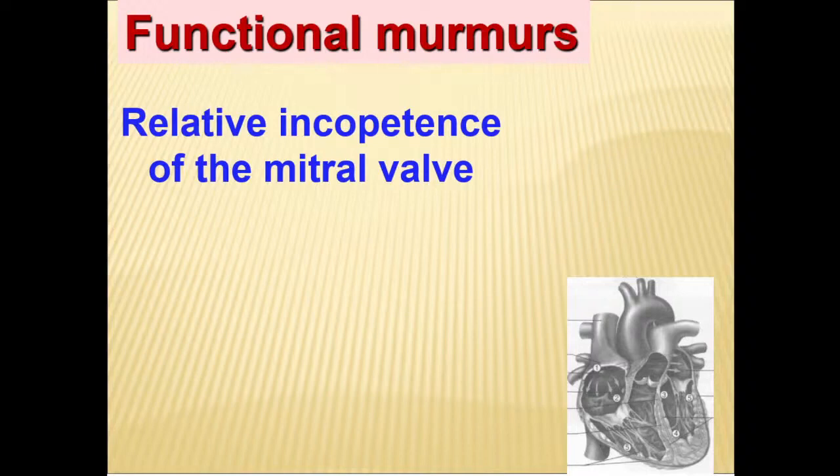First of all, I want you to understand what relative incompetence of the mitral valve is. Incompetence of the mitral valve means that the mitral valve closes incompletely during the systolic period. Relative means there is no anatomic defect. The size of the mitral valve is normal. Why can a normal valve not close the orifice?